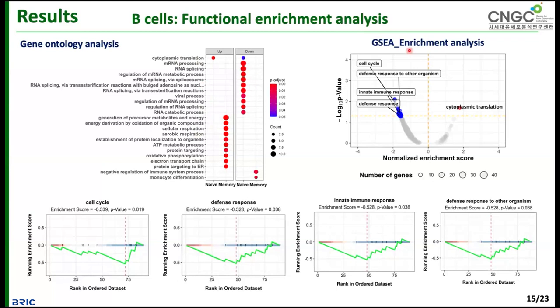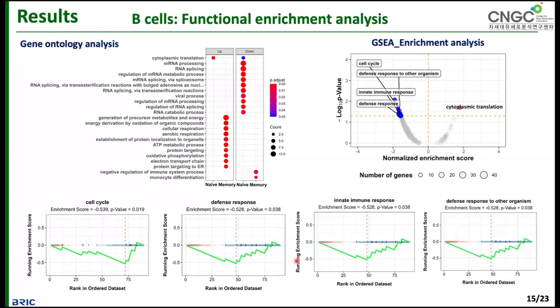You can see this enrichment analysis. Like I said, blue color is downregulated. So different responses are downregulated in B cell, the immune response and some other responses, when we are treating with the silver nanoparticle. And only the cytoplasmic and some other things are upregulated. So the cell cycle and defense and innate immune response are all downregulated when we are performing the gene enrichment analysis.